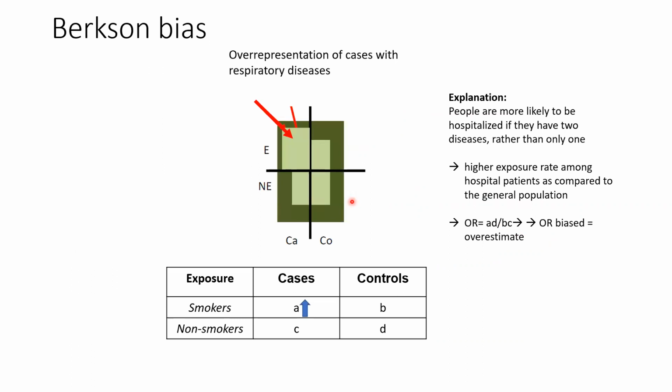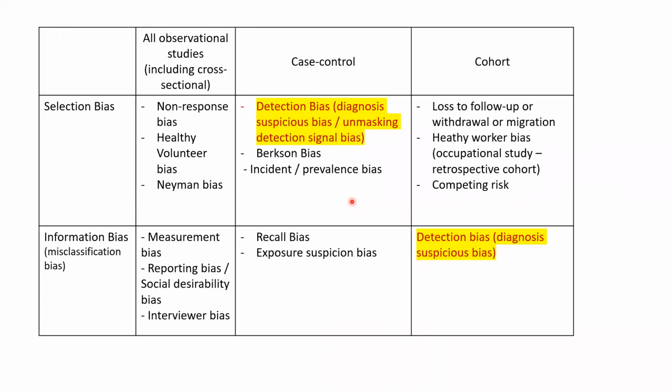Okay. But is it clear, the Berkson bias, is it clear as a concept? So it's basically when we have patients from hospital and when the exposure and the outcome are associated with hospitalization. Okay, is it clear? Yes. Yes. Okay.